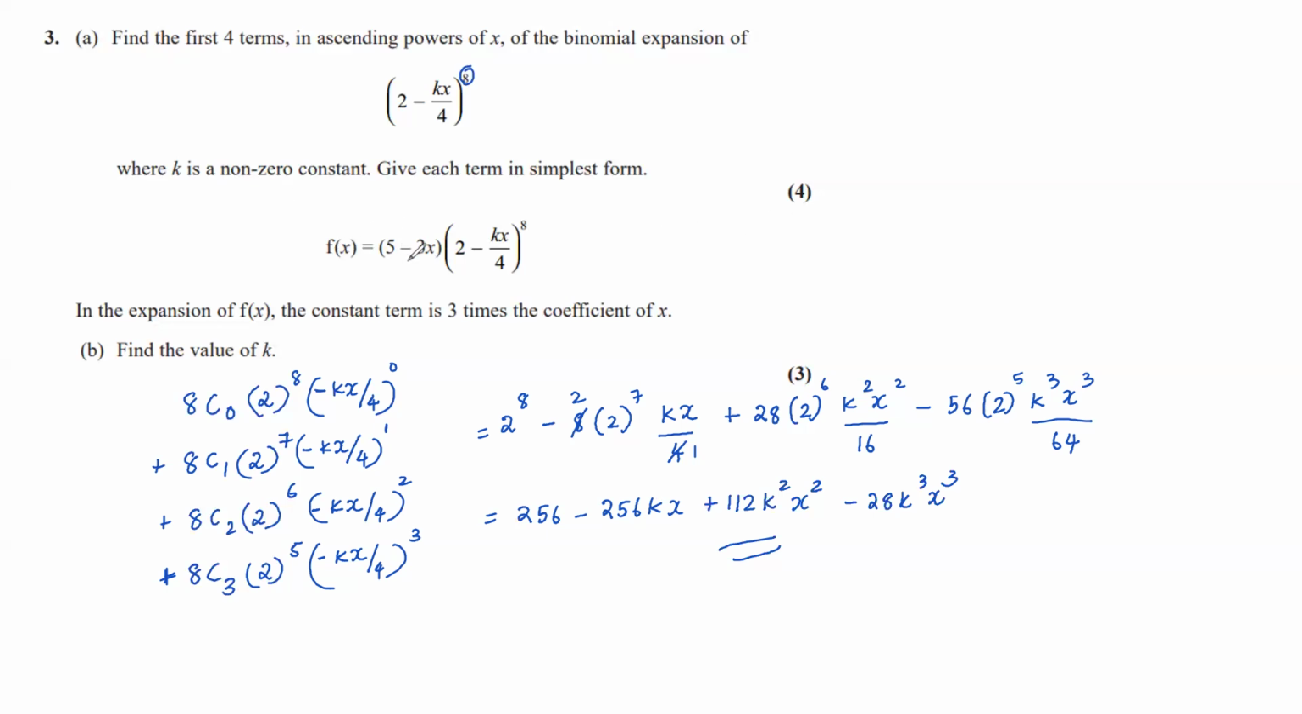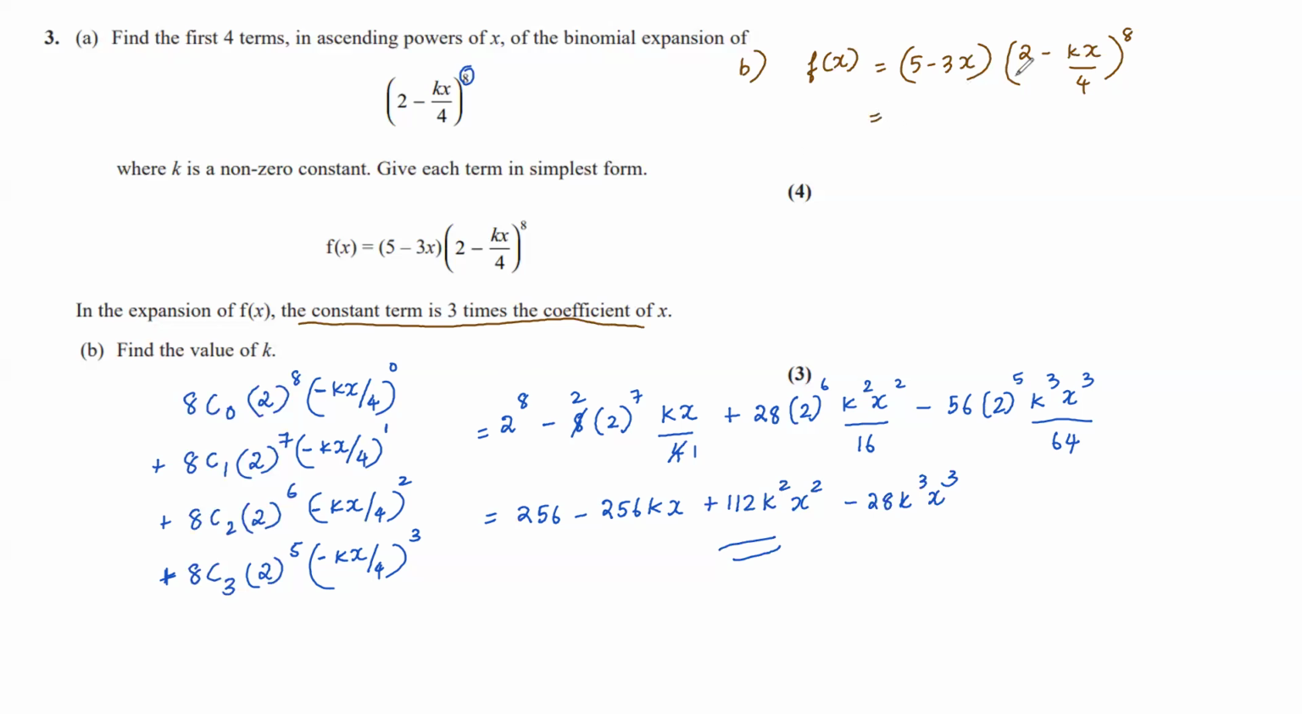Now f of x is given as the b part. I'm going to use a different color here. So for the b part, f of x is given as 5 minus 3x into the binomial expansion from the a part, that is (2 minus kx by 4) to the power of 8. In the expansion of f of x, the constant term is 3 times the coefficient of x. So we need to find out the constant term and the coefficient of x, and then we need to use this condition.